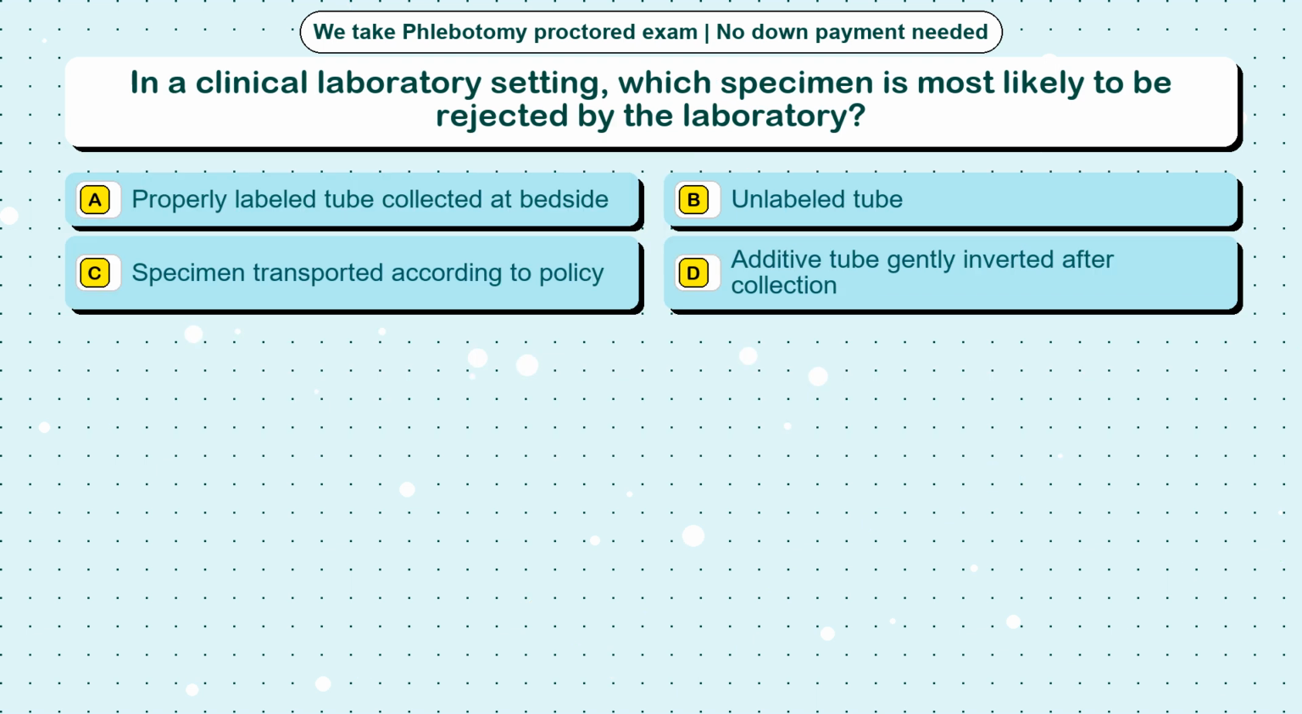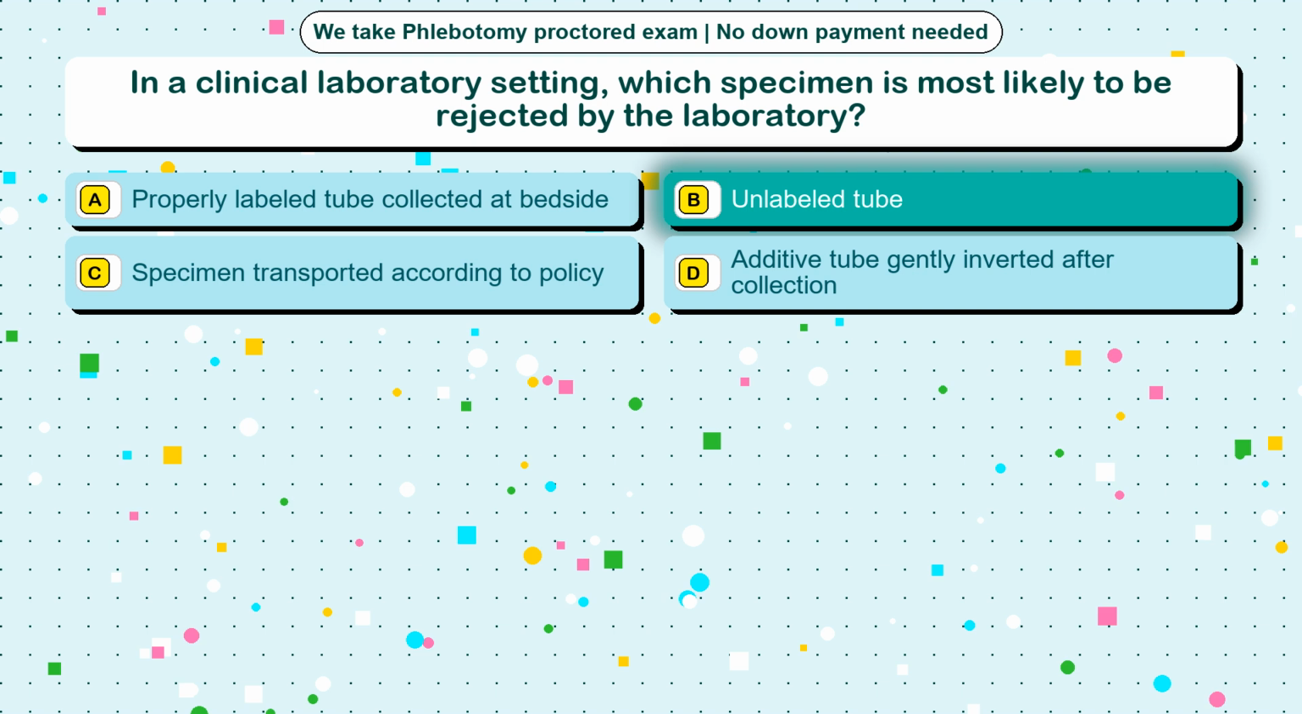Question 29. In a clinical laboratory setting, which specimen is most likely to be rejected by the laboratory? Option A, properly labeled tube collected at bedside. Option B, unlabeled tube. Option C, specimen transported according to policy. Option D, additive tube gently inverted after collection.